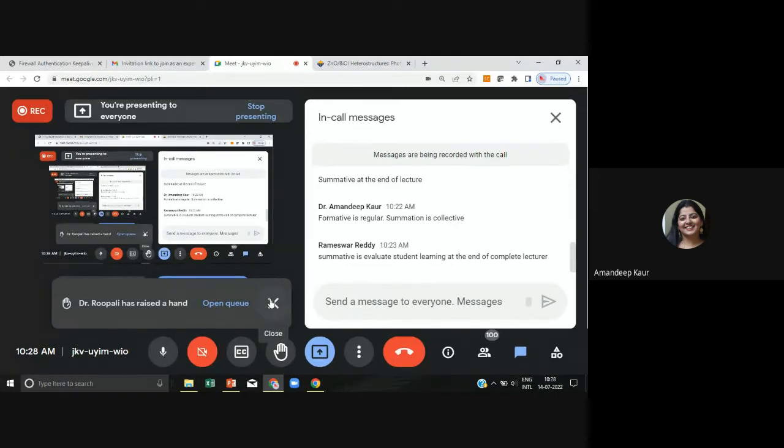Yes, Dr. Opali. Ma'am, for formative assessment, in my view, it can be objective questions, that is, multiple choice type questions, and for summative, it can be a bit more elaborate, like short essay type questions can be given for the test or for evaluation to check the learning outcome. Yeah, thank you very much, ma'am.